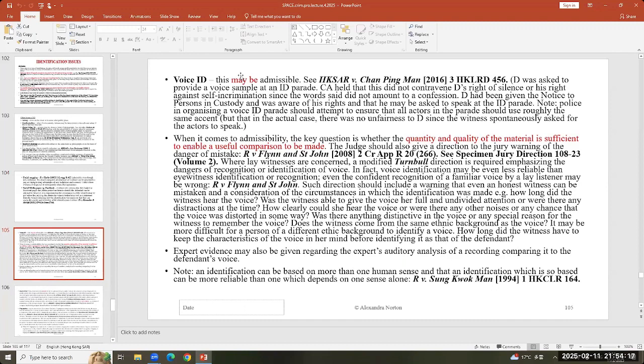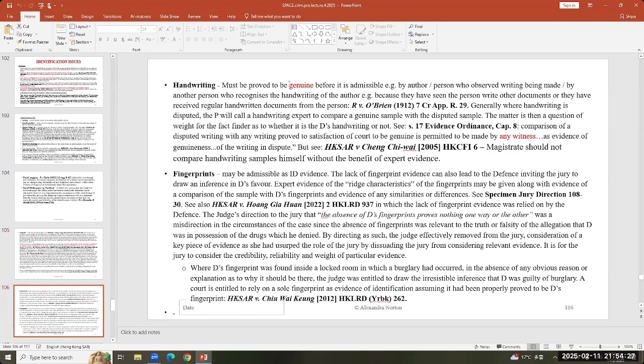The sample is long enough and there's no huge distortion for an accurate identification to be made. We've also got the possibility of identification by handwriting, right? As long as the sample is proved to be a genuine sample, you can have even a lay witness identify a piece of handwriting as belonging to the defendant. So your mother could testify that that piece of handwriting is your handwriting because they've seen your handwriting on a number of occasions.